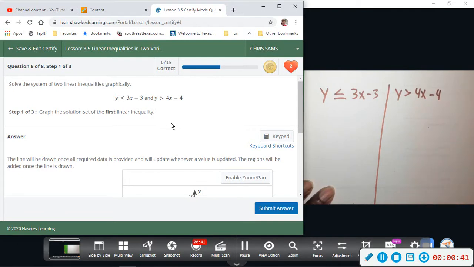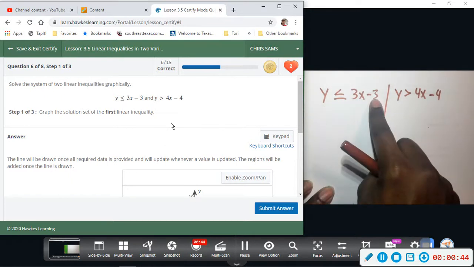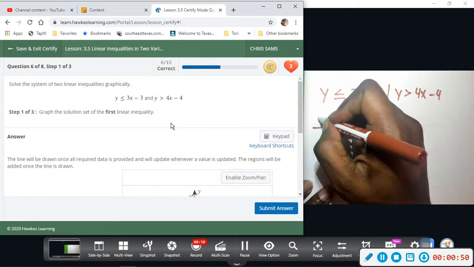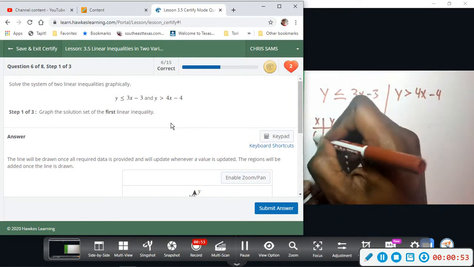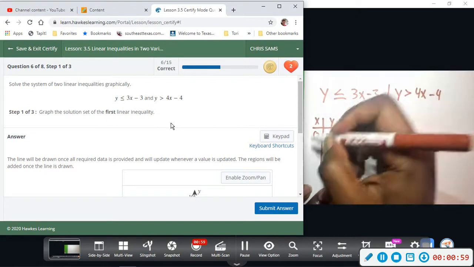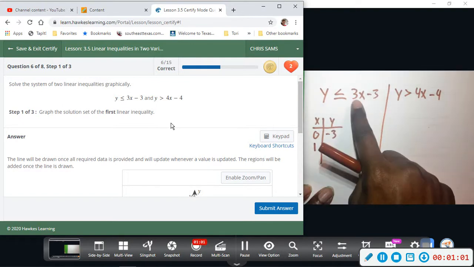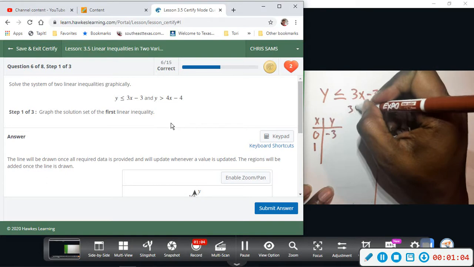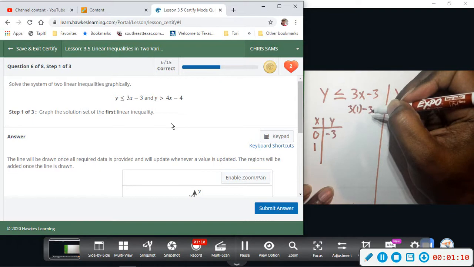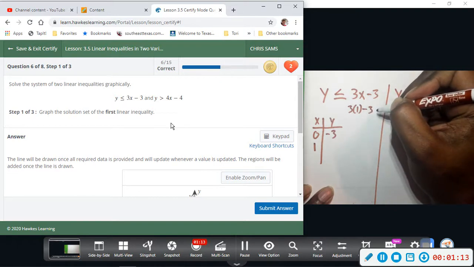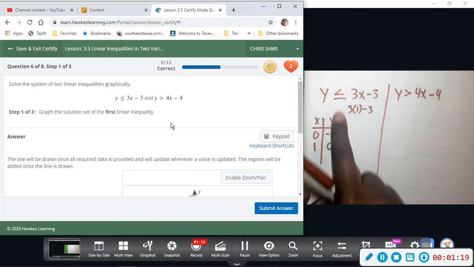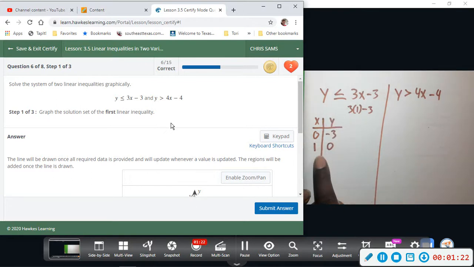Okay, since this is in slope-intercept form, we already have our y-intercept. So when x is 0, we get a negative 3. That's one ordered pair. And then we can plug in any other point we want. So I'm just going to pick the number 1. So if I do 3 times 1 minus 3, that gives me 0. So 1, 0. That's my ordered pairs that we can use. This will be a solid line, so we can get that one to graph.